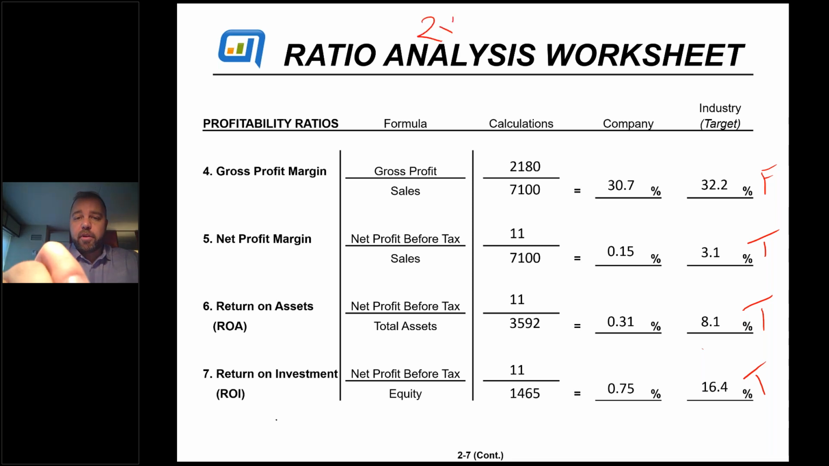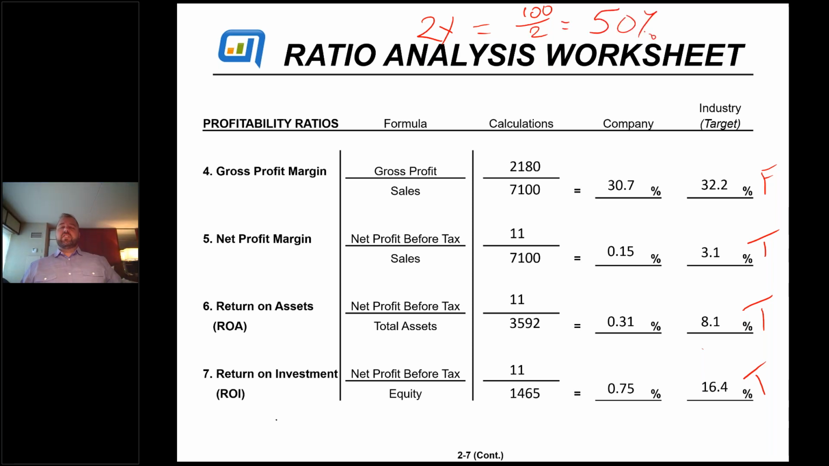We got 2x, and I'll write it up here at the top. If you take the 2x, you got 100 divided by 2 equals 50% return. That's what they're looking for. They say, hey, I want to make 50% on my investment. If I buy your company, it's only worth 50%.